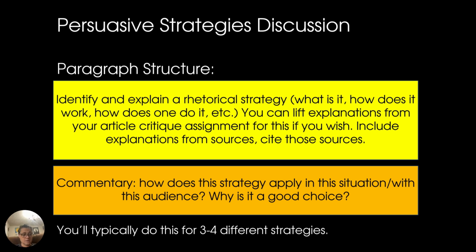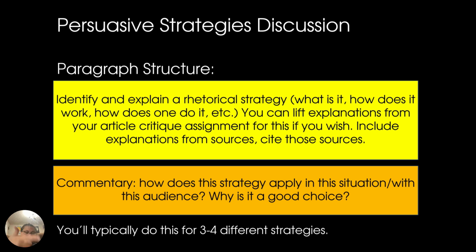And in particular, what I'm looking for is why is this a good choice for this audience, and/or how do they tailor this strategy to this audience? Like, if you're suggesting pathos and emotional appeal, why is that a good choice? What emotions would be good emotions to appeal to if you're going to use this? And why are those good choices for this audience?